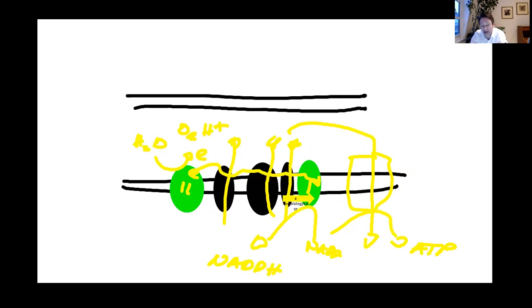So when you look at photophosphorylation, it pretty much looks like oxidative phosphorylation backwards, because oxidative phosphorylation involves making water from oxygen, and photophosphorylation involves splitting water and the release of oxygen. Oxidative phosphorylation consumes a reduced carrier, and photophosphorylation produces a reduced carrier.